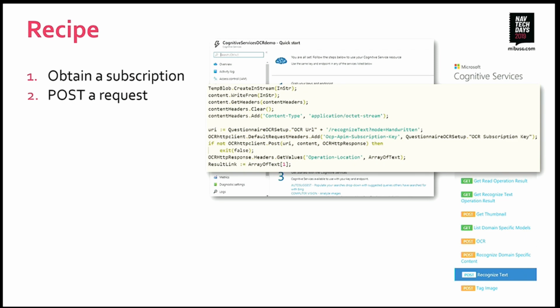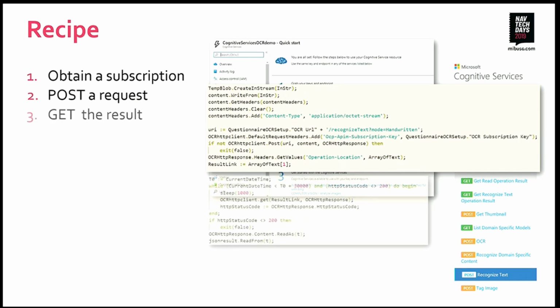post the request, then you get a value, but since the processing can take some time, you actually don't get the picture. You just get a link to the result. So therefore, we need to wait for it. So down here, we wait for the result to appear, and then we read the JSON result. And by the way, the nice thing is all this is just regular AL types, no .NET or anything.